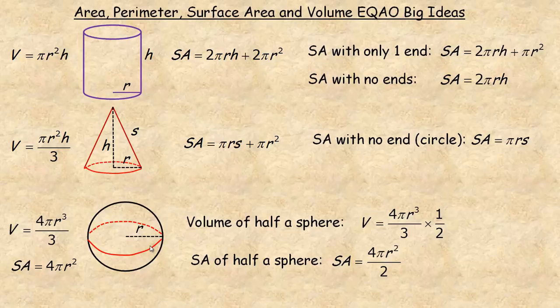Kind of interestingly, if you compare the area of that circle to the surface area of the whole sphere, the surface area of the whole sphere is actually 4 times the area of that circle. So it actually takes 4 of those circles to cover the sphere.